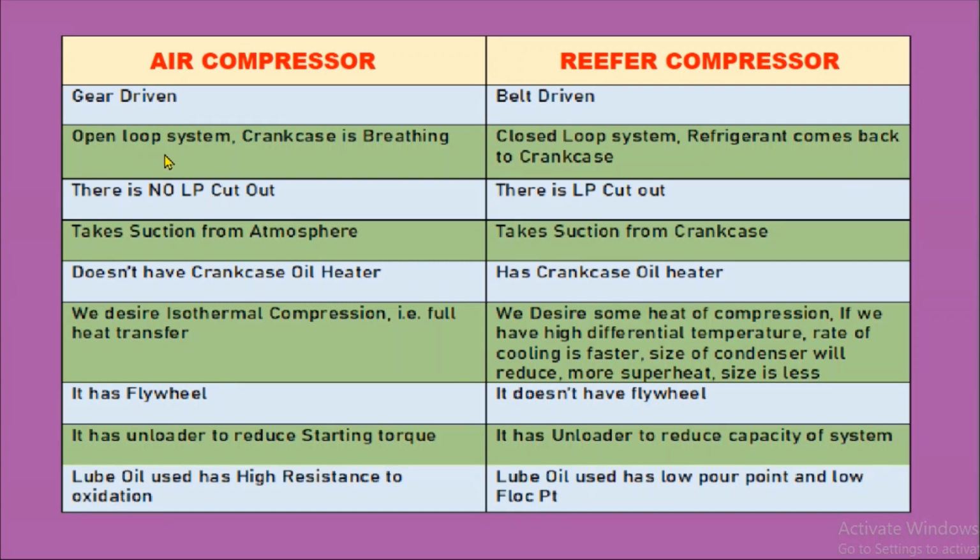Air compressors have an open loop system. That means the crankcase is breathing, and in reefer compressor it is a closed loop system. It means the refrigerant comes back to the crankcase and it is circulated in a closed loop manner. In air compressor, the most important point is there is no LP cutout. Well, you will find LP cutouts in the reefer compressor.